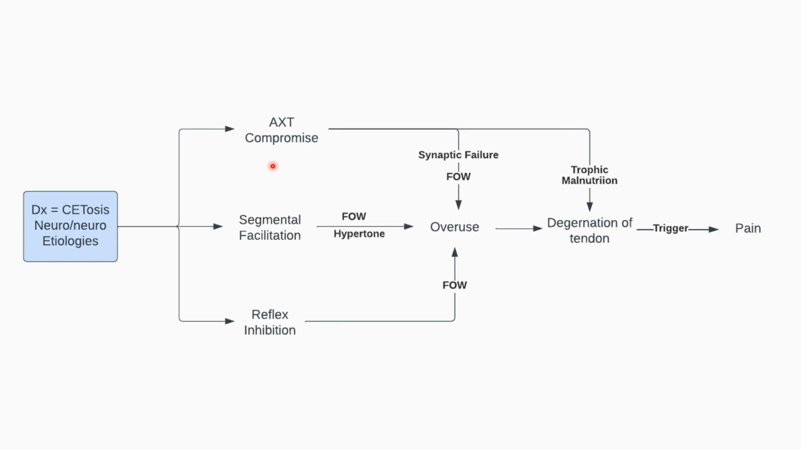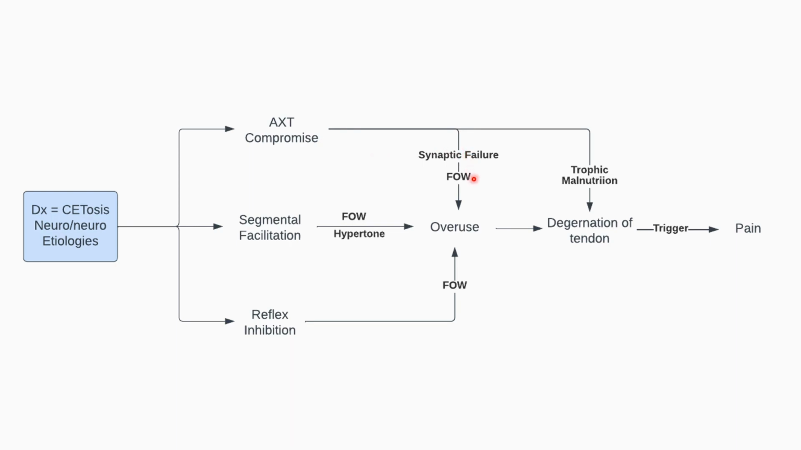Axoplasmic flow is a neurological problem. It's transport down the core of the nerve fibre. So this is going to be disrupted by compression, traction, torsion, kinking, anything that can warp the nerve. So this transports both synaptic vesicles and trophic nutrients to the end organs. So with synaptic vesicles, you're going to find synaptic failure.